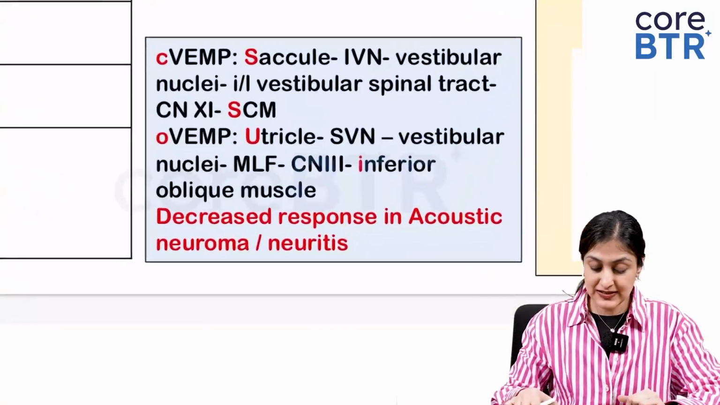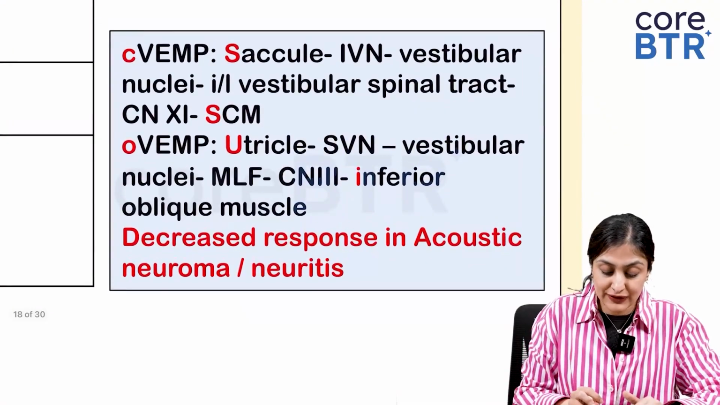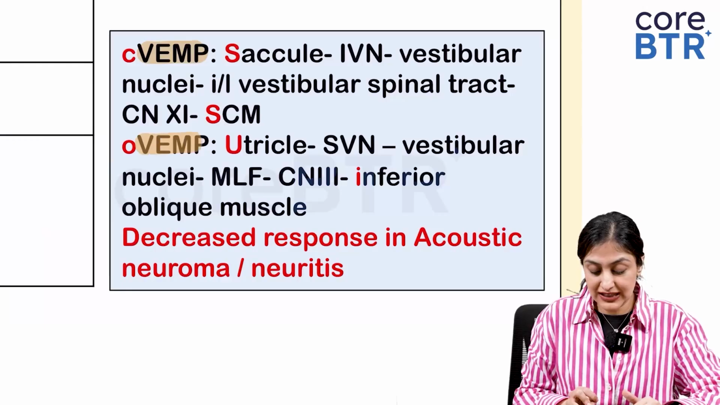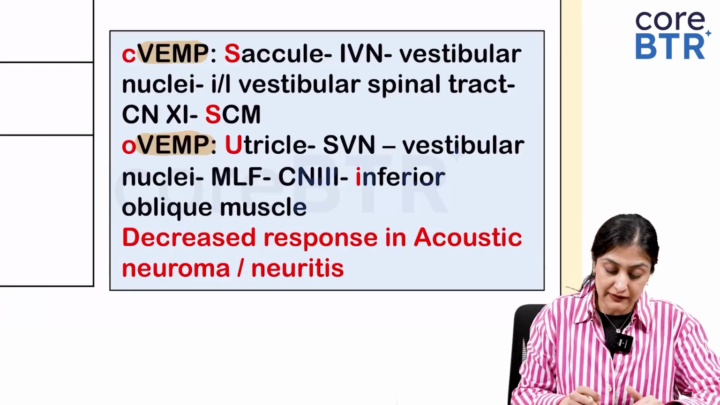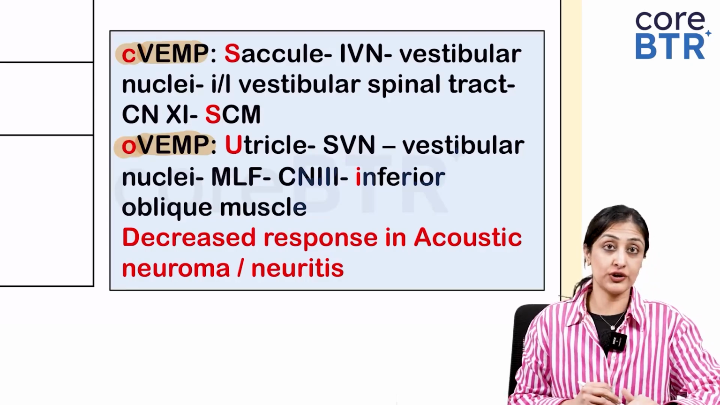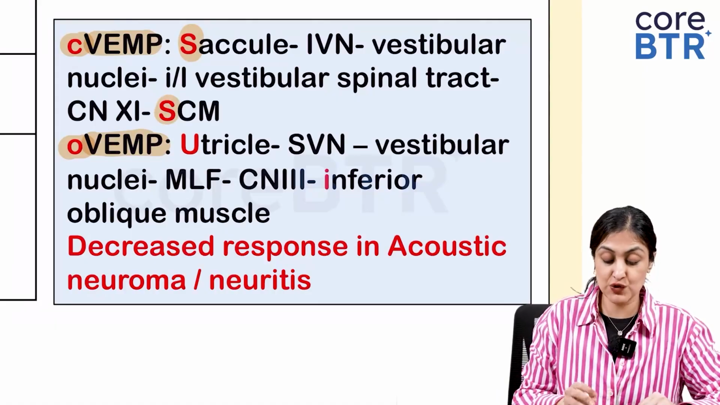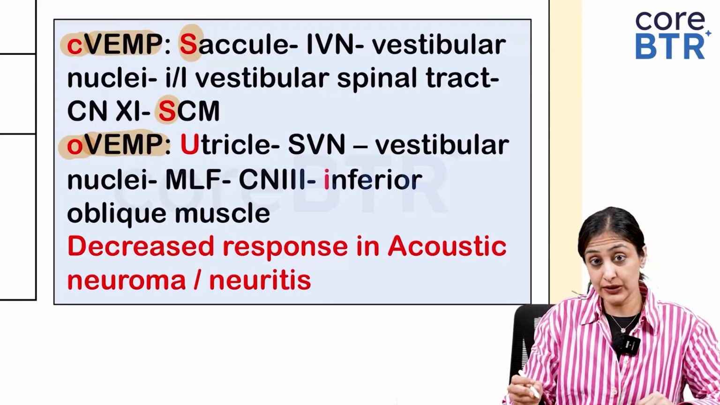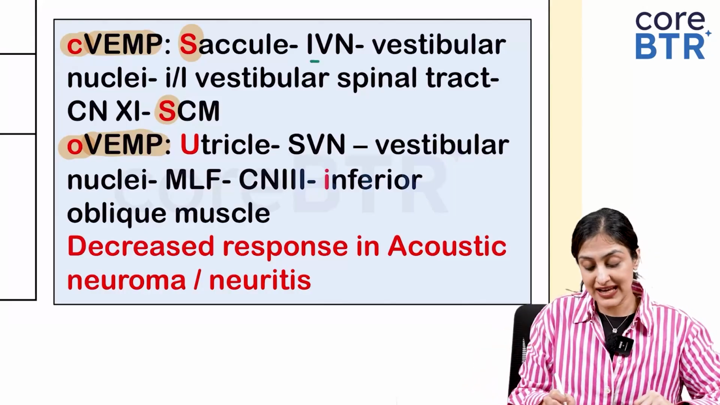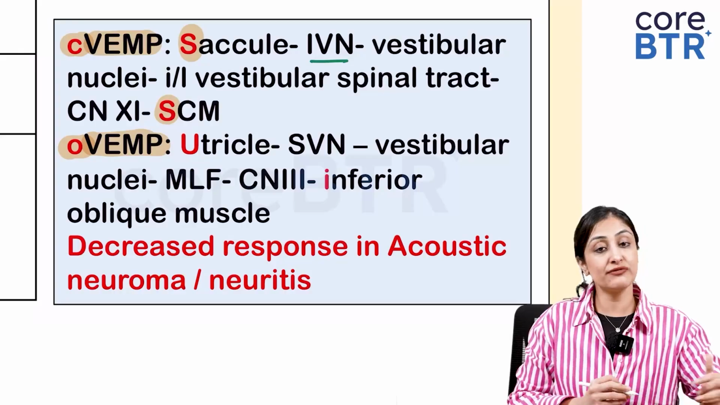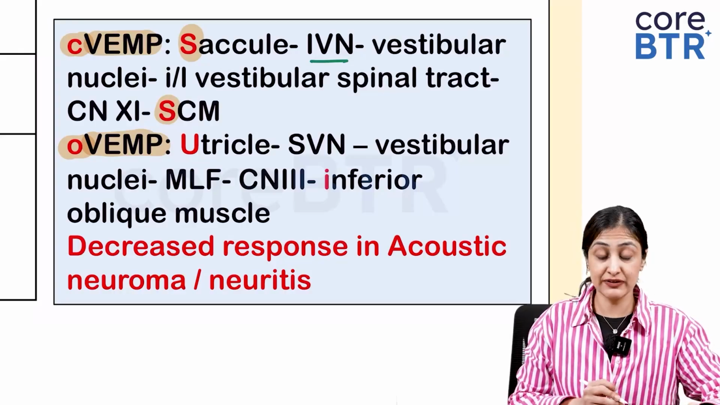Now let's look at this. So you can also have VEMPs, which are vestibular evoked myogenic potentials, which can be cervical or ocular. So cervical VEMP, remember S-A-S. I want you to focus on S. It comes from the saccule, goes to the inferior vestibular nerve, vestibular nuclei, spinal tract, 11th cranial nerve, sternocleidomastoid. So this is how the vestibule relates to my head turning, sternocleidomastoid, mediated through the saccule.